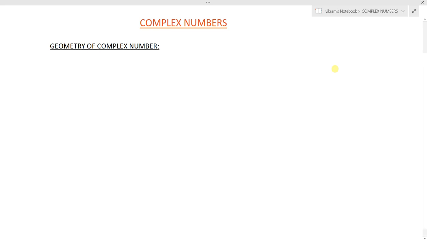Hi students. Today we are going to learn one of the important topics from complex numbers: the geometry of complex numbers. From this concept we will get questions in IIT JEE Mains and Advanced. It is an important topic, so we have to solve more problems based on this concept.